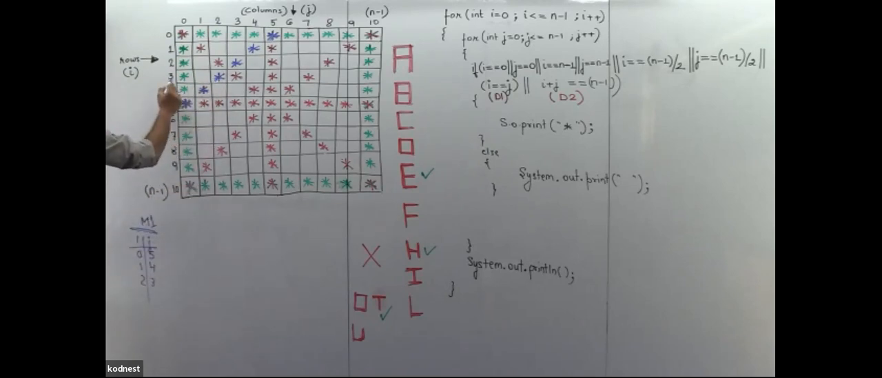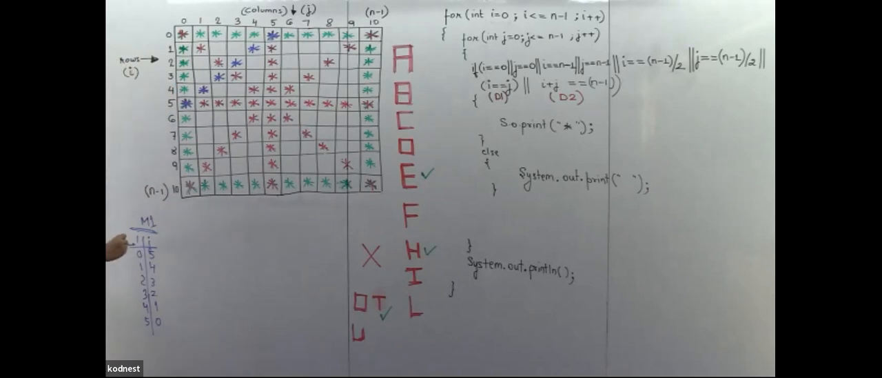Okay. For the next star, what is the value of i? 3. What is the value of j? 2. Perfect. Next, what is the value of i? 4. What is the value of j? 1. So here it is 4 and 1. And for the last one, it will be the 5th row, 0th column.